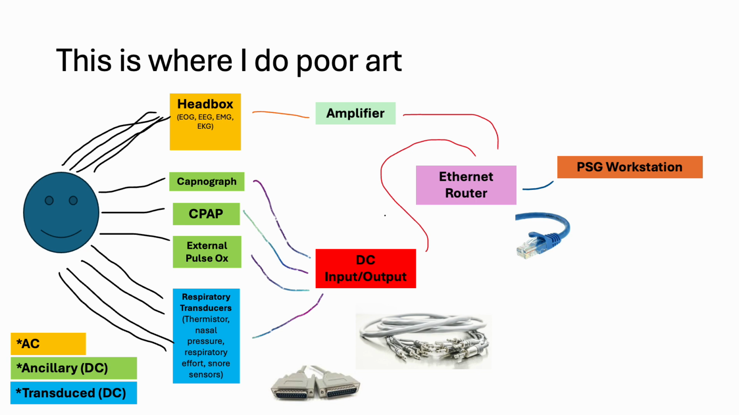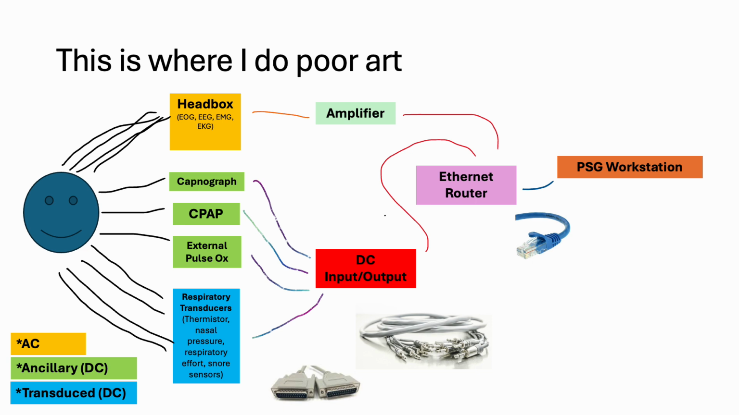The blue devices are transduced signals, meaning changing one form of energy into another. When you wear piezoelectric effort belts, the belts stretch a small crystal, which provides a small voltage which can be recorded. The bigger the stretch, the bigger the voltage of the signal, meaning we can determine how deeply a person is breathing as well as how often. These signals are all DC and can be on the head box or externally plugged into the DC box.